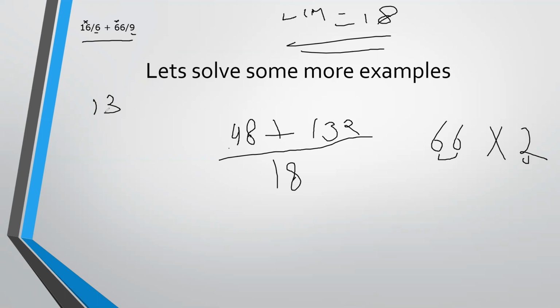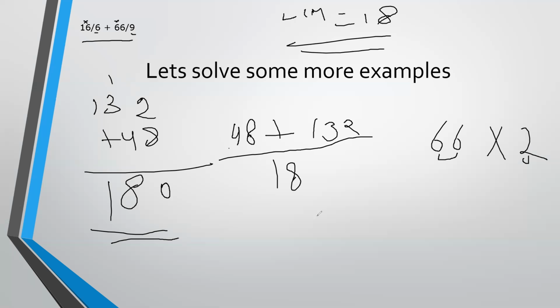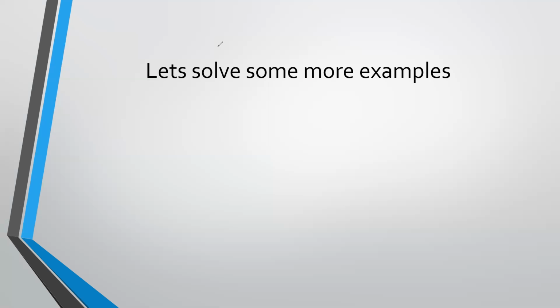So now we can simply add them. What is 132 plus 48? 8 plus 2 is 10. So the answer is 180 upon 18. And if you reduce this, you will get 10, but no, you will not reduce this, we need simple addition. So I hope you got it.